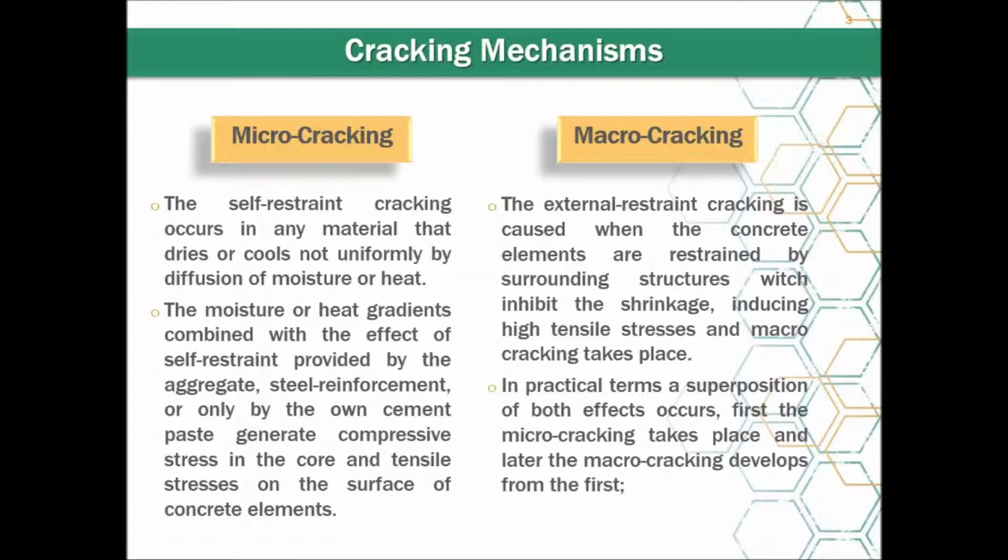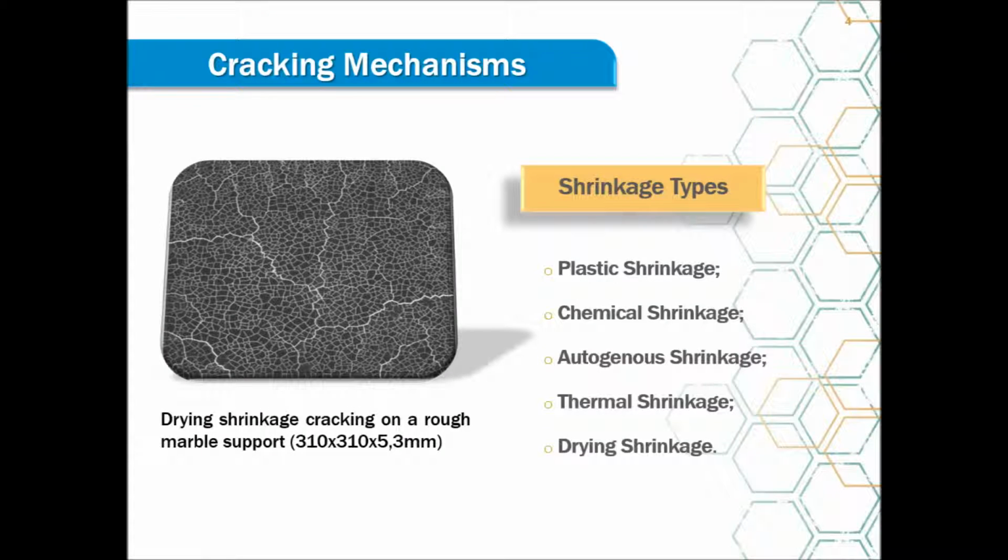Microcracking occurs in any material that dries or cools non-uniformly, by diffusion of moisture or heat. Macrocracking is caused when the concrete elements are restrained by surrounding structures which inhibit the shrinkage. In practical terms, a superposition of both effects occurs. First, the microcracking takes place, and later the macrocracking develops from the first.